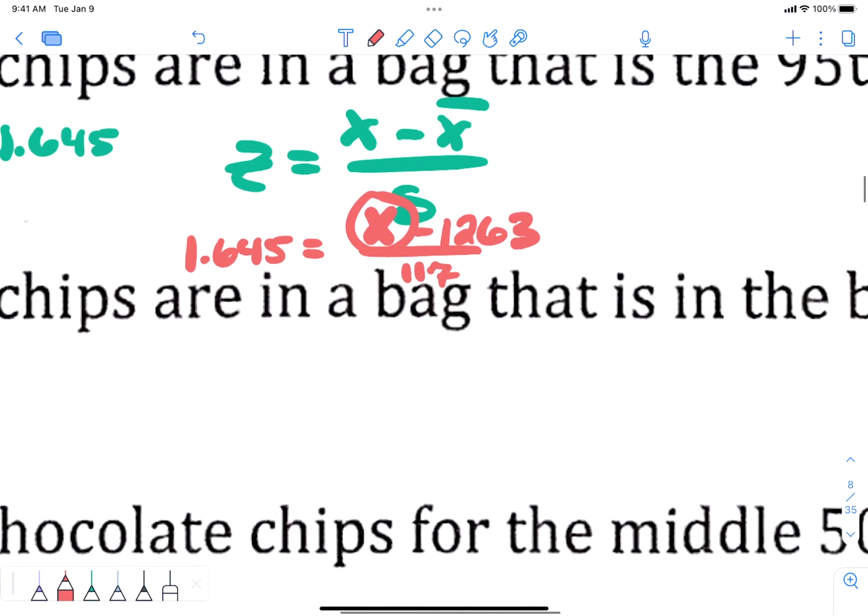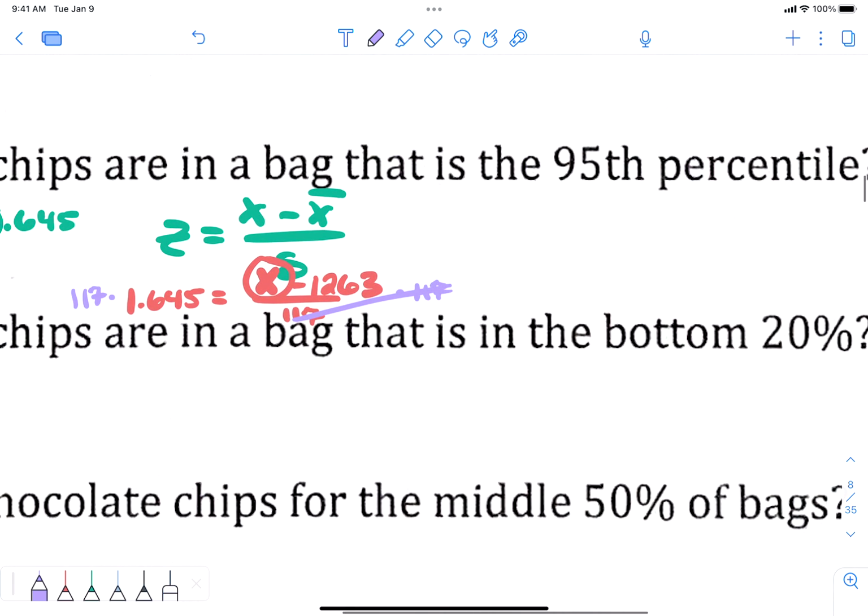So if I have this going on, how do I find what x is? Okay, we got to get x by itself. So we're going to multiply the 117 over. That gets rid of him first. Okay, so take 1.645 times 117. And that is something. 192.5? Okay, and that's equal to x minus 1263, right?